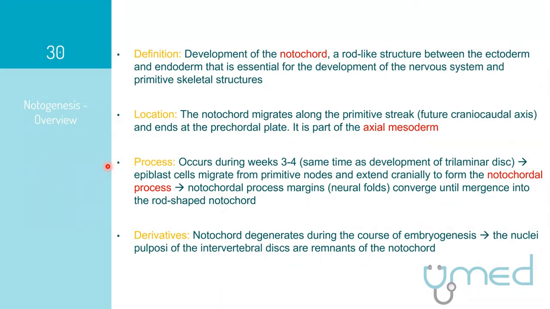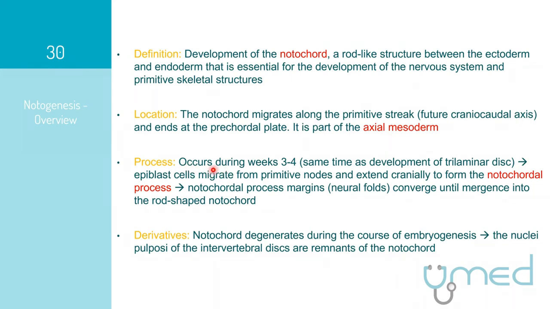primitive skeletal structures. As it relates to its location, the notochord migrates along that of the primitive streak, right? And making up that craniocaudal axis, right? Head and tail axis, and ends at the precaudal plate, right? And it's a part of the axial mesoderm.